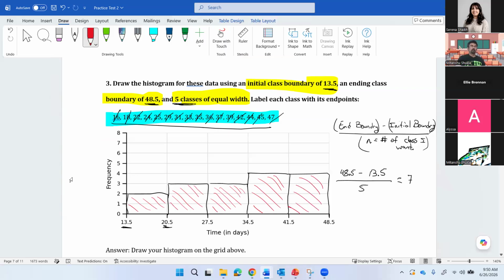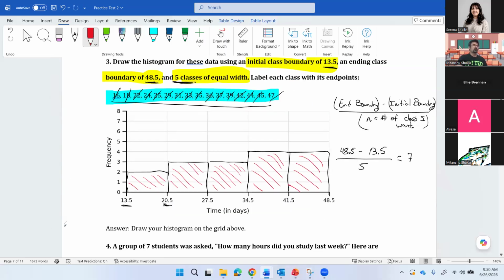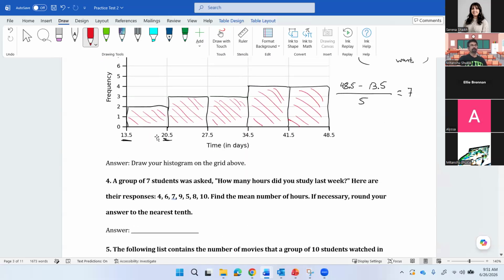Any questions on how to draw the histogram? Does that all make sense? I see a thumbs up. Nice. Right on. Okay. So you're probably going to have to do this on your own.